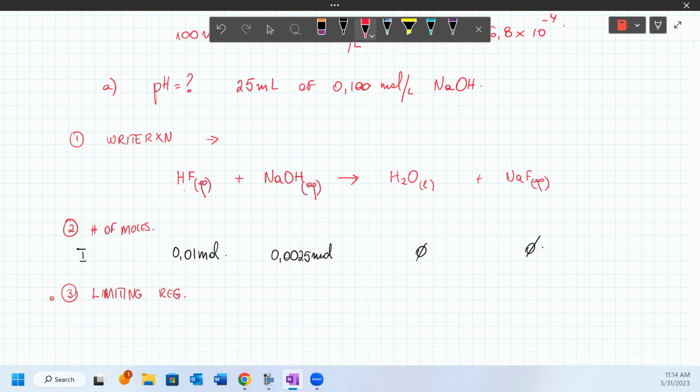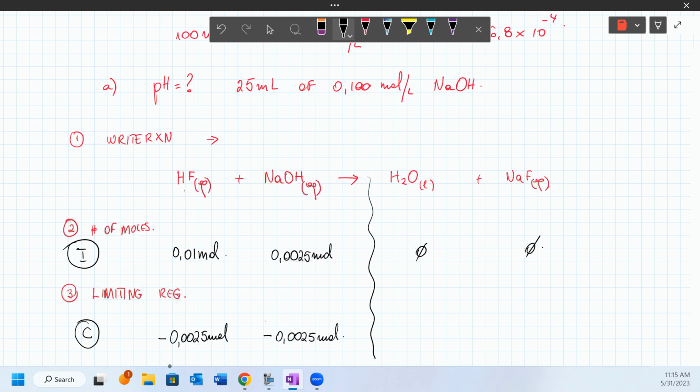The third step is to define which one is the limiting reagent. Since it is 1-to-1, the one with the smallest number of moles will be the limiting reagent. This means that in terms of the change, whatever is the number of moles for the limiting reagent will be used up. So the change will be the number of moles for sodium hydroxide. Since HF is on the same side, that will be negative, and with a 1-to-1 ratio it will be the same number.